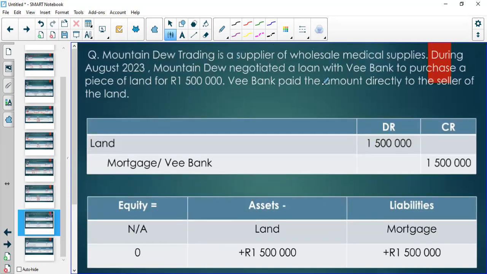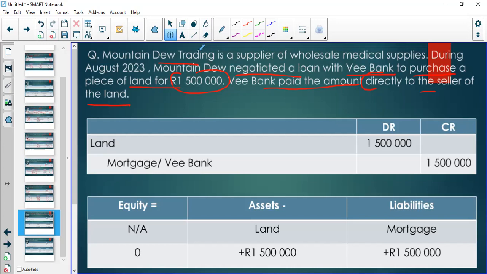Now we come again to this guy, but in this case, they negotiated a loan with V Bank to purchase a piece of land worth 1.5 million. So what happened in this case? V Bank paid the amount directly to the seller of the land. So in other words, Mountain Dew did not receive that cash. I included this transaction because it happens a lot where you enter into a loan arrangement with the financial institution. Then the financial institution doesn't pay into your account. They're going to pay the motor vehicle dealer directly.